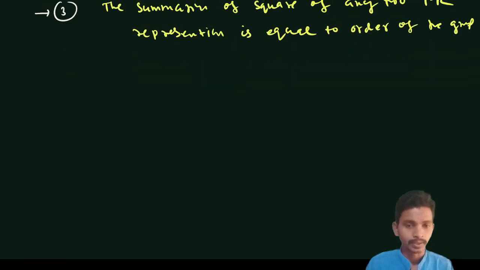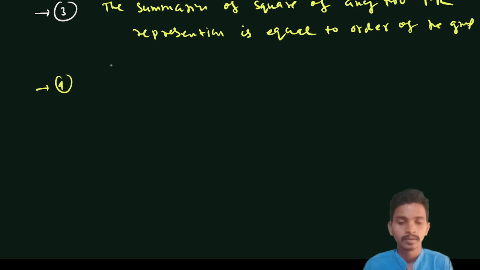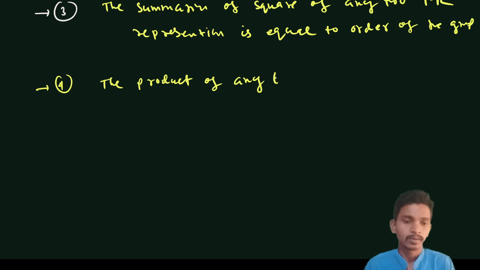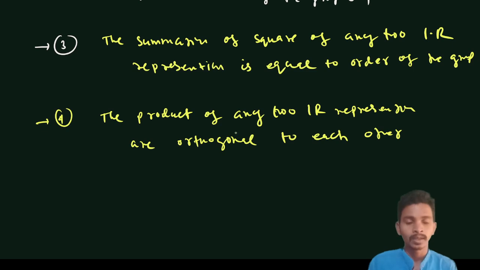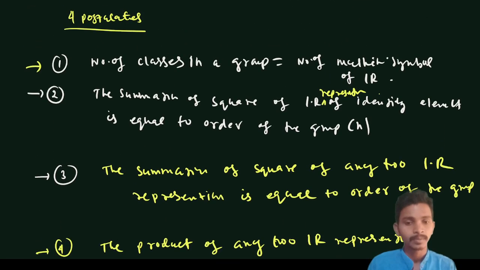And the fourth postulate says that the product of any two irreducible representations are orthogonal to each other. Orthogonal to each other means if you do the product, if you do the multiplication of the characters of any two irreducible representations, then we will get 0. Okay, this we have discussed.